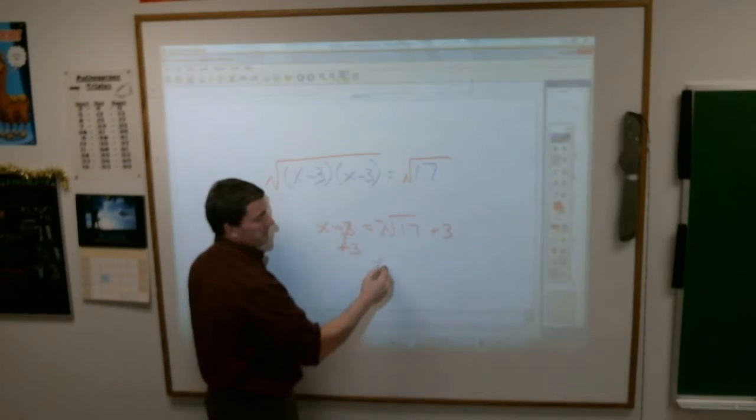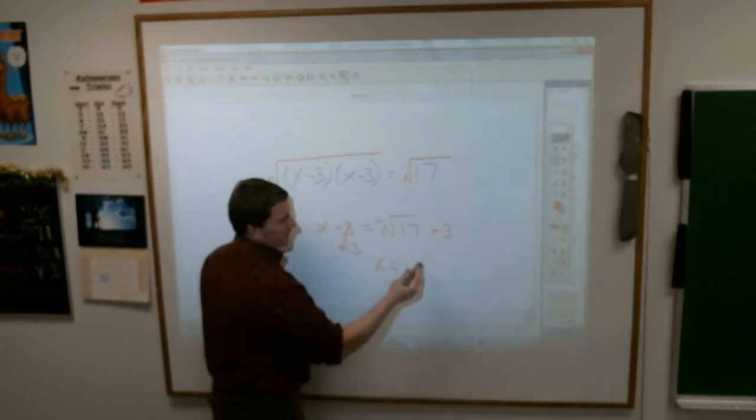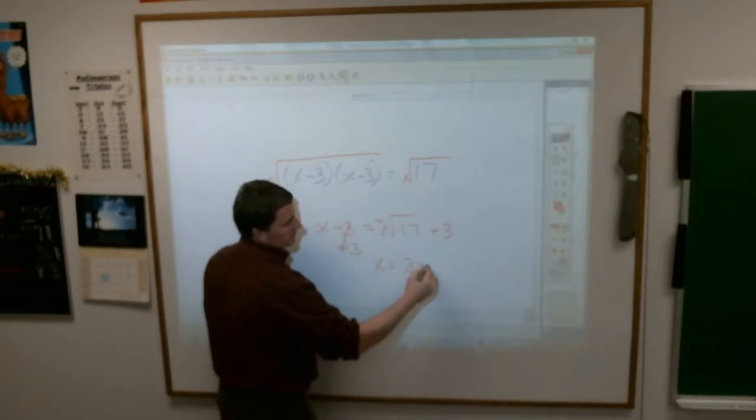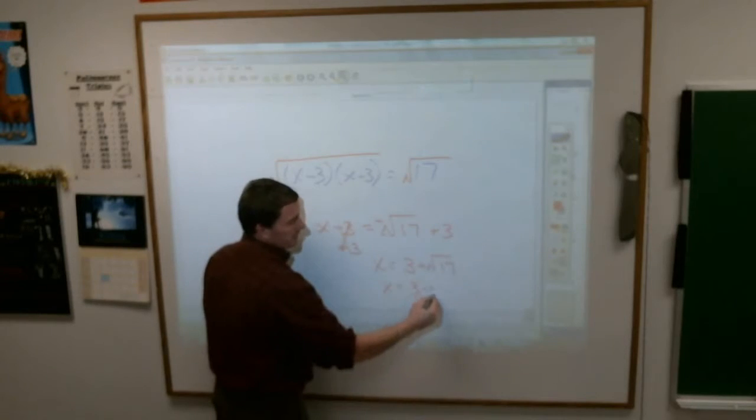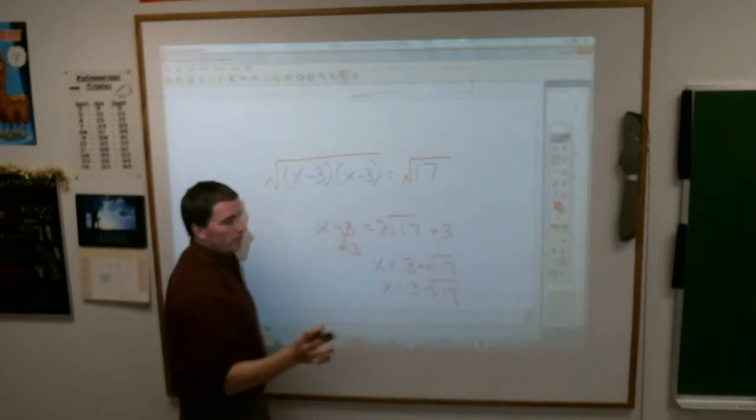It's going to be this: x equals, I'll put the number first, 3 plus the square root of 17, and x equals 3 minus the square root of 17. You can do no more than that with it.